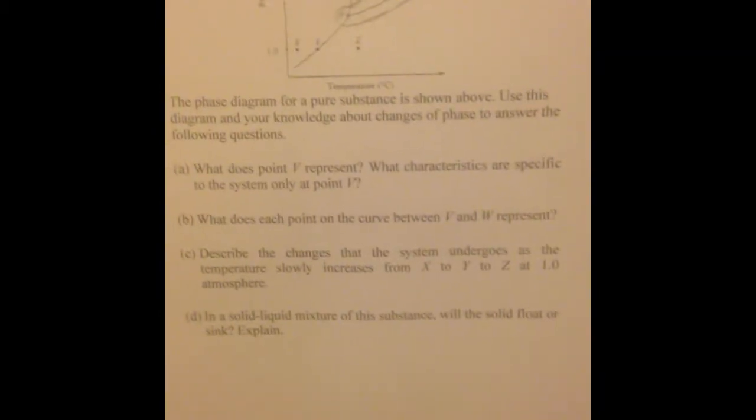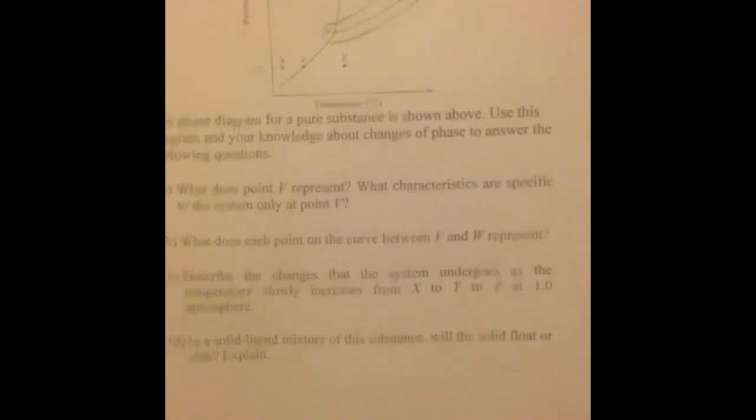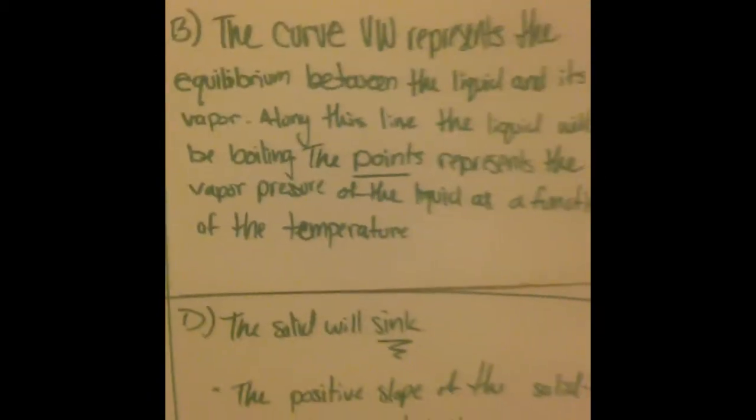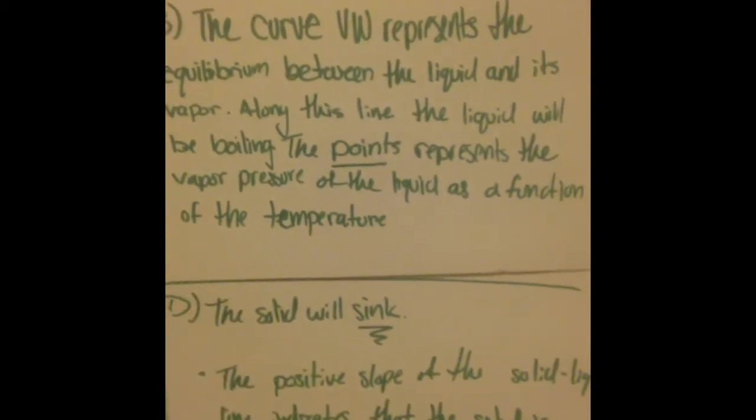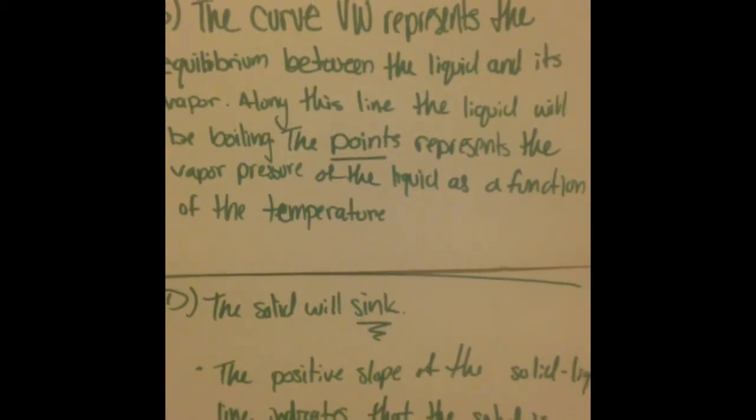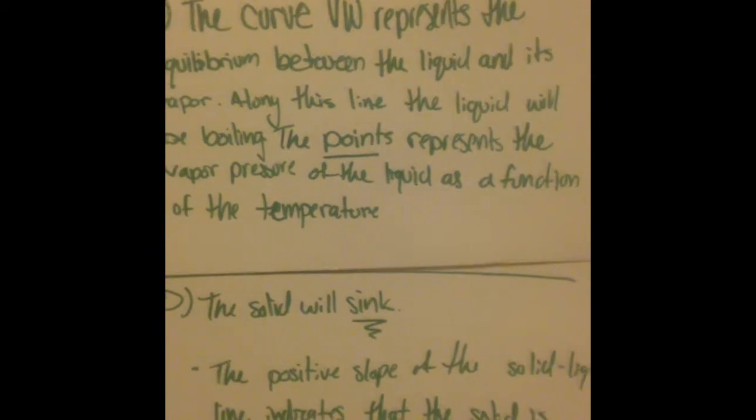Part B. What does each point on the curve between V and W represent? The curve VW represents the equilibrium between the liquid and its vapor. Along this line, the liquid will boil. The points represent the vapor pressure of the liquid as a function of the temperature.